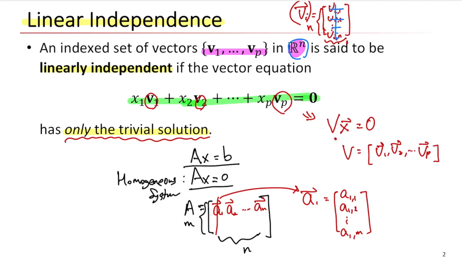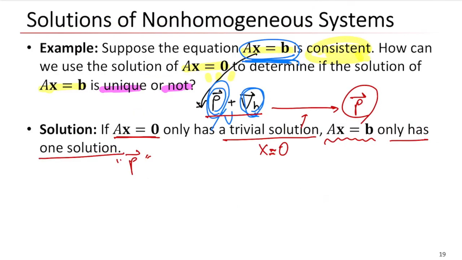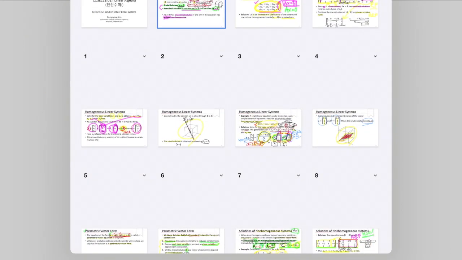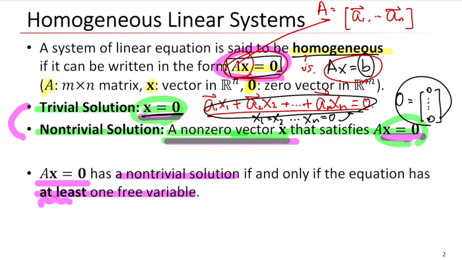So what does it mean? This vector equation is the homogeneous system of the vector x, right? If you remember the homogeneous system, there are two kinds of solution. Let's go back to the previous lecture. For the homogeneous linear system, there are two possibilities: the first is the trivial solution when x equals 0, and the other is the non-trivial solution, when there exists a non-zero vector x that satisfies Ax equals b, right?